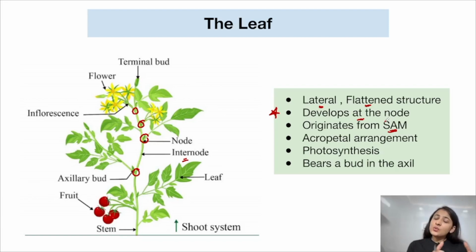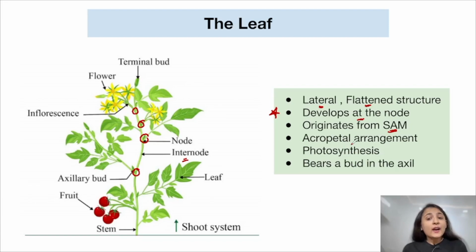Then there is the root apical meristem, which is present at the root tip and is responsible for giving rise to the root system of the plant. Both these shoot apical meristematic and root apical meristematic tissues basically give rise to the primary tissues of the plant body.